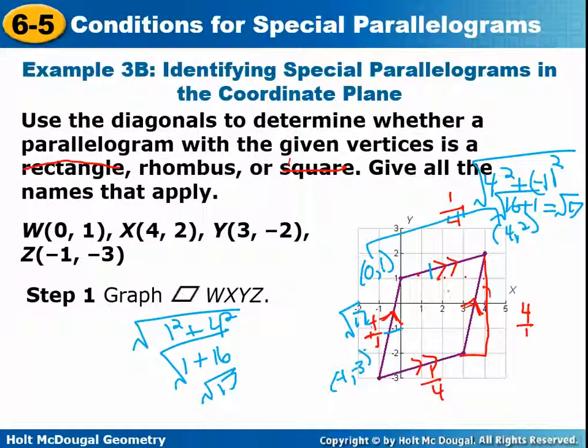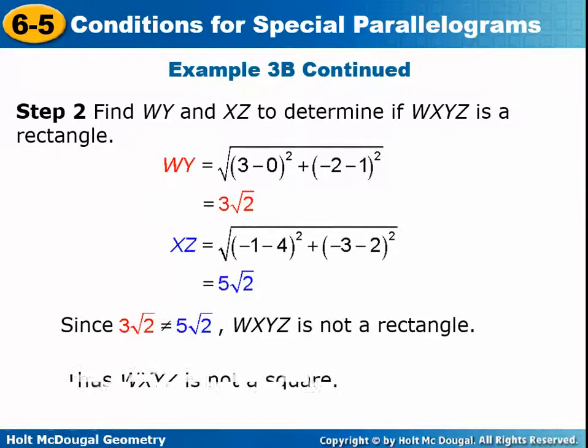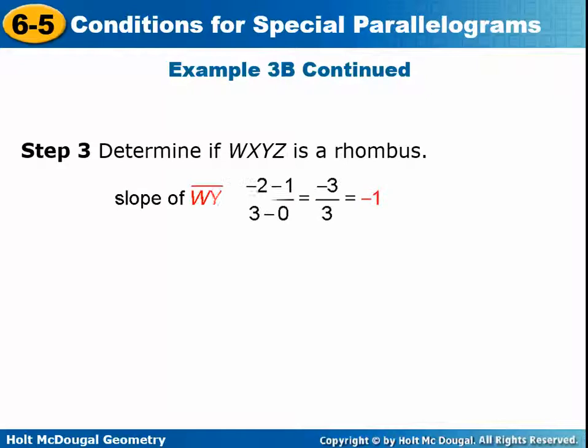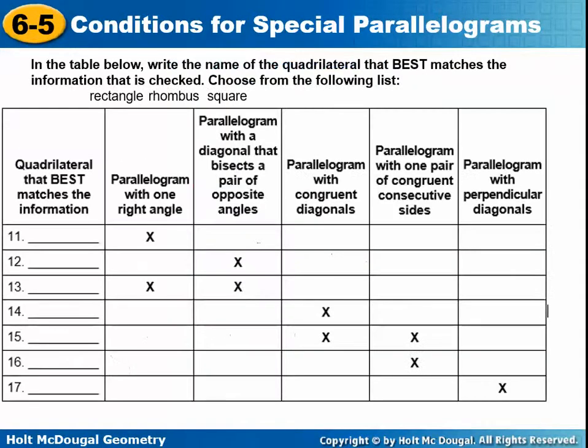We have a parallelogram. We determined that because opposite sides are parallel. And now we have that consecutive sides are congruent to each other. So we did determine that it was a rhombus. We did it a different way.